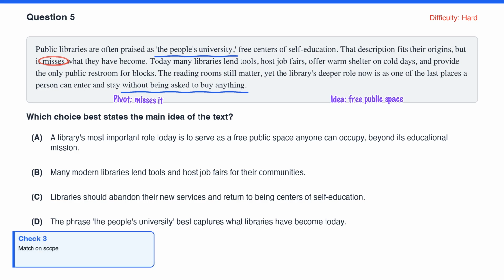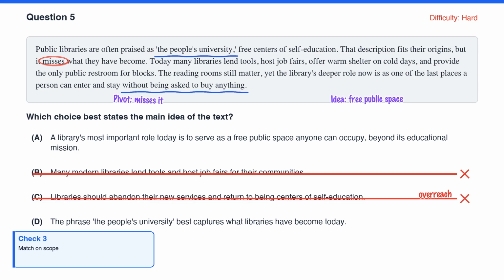Check 3. Match on scope and reject the three traps. B says libraries lend tools and host job fairs. Those are just examples of the bigger role. Too narrow to be the main idea. Cut it. C says libraries should drop the new services and go back to self-education. The passage values what they've become. It never calls for a return.